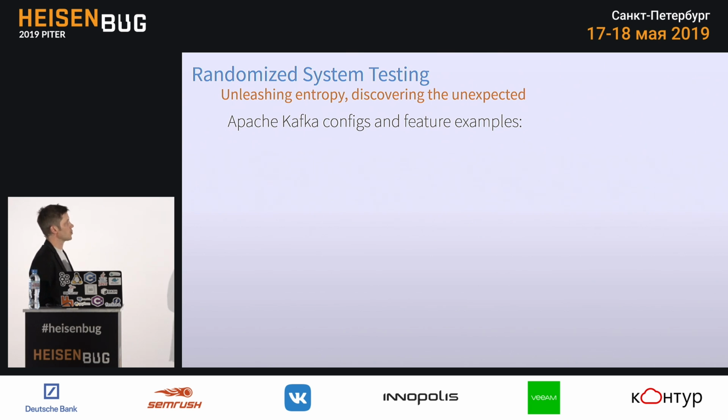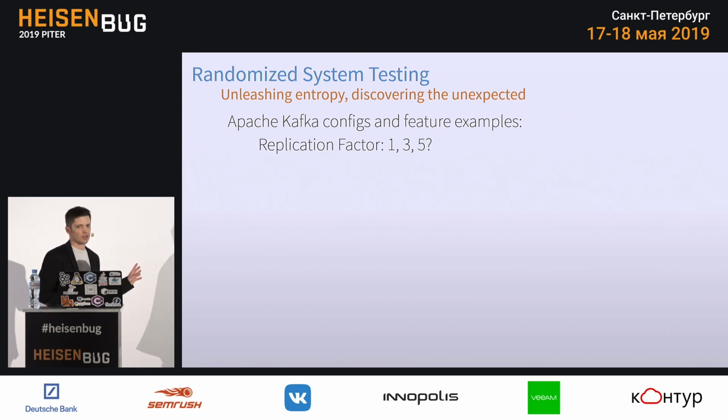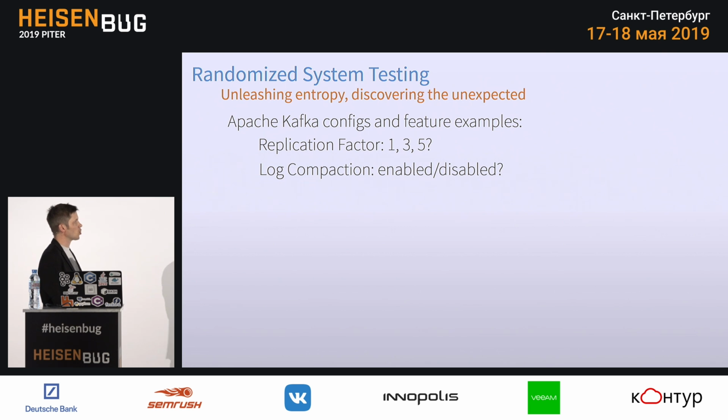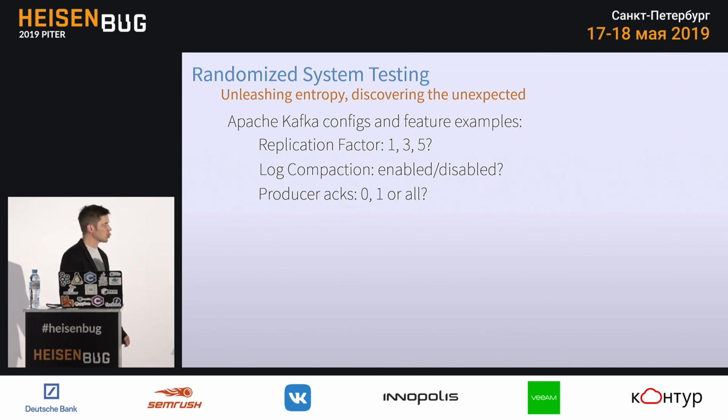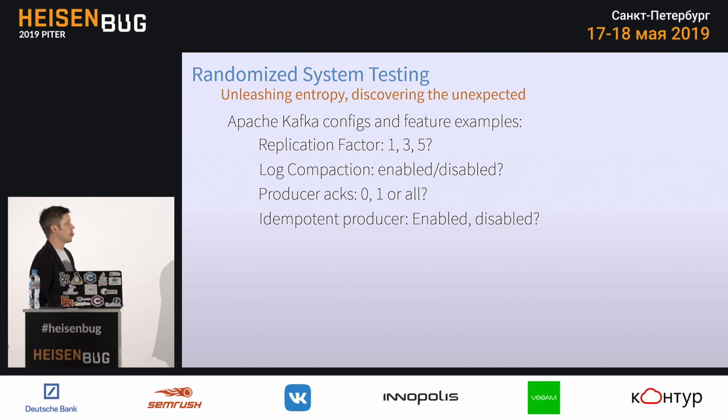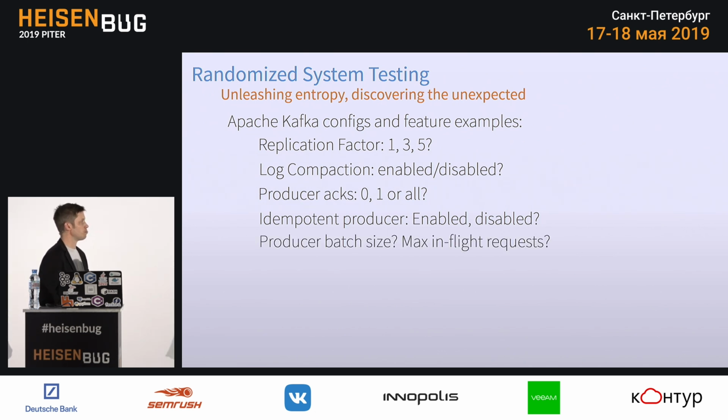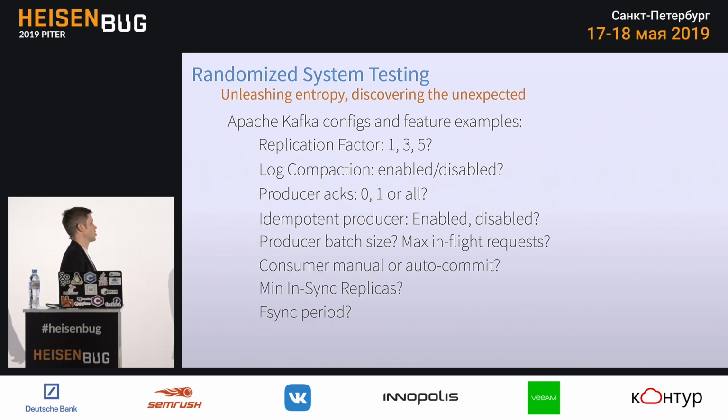And we can use different configurations. This is just a small number of the different configurations you can get with Kafka. We could set a different replication factor. We could use log compaction, yes or no. We could use different producer acknowledgement modes. We can use the deduplication feature or not. We can change batch sizing on the client. You name it, there's something for everything.